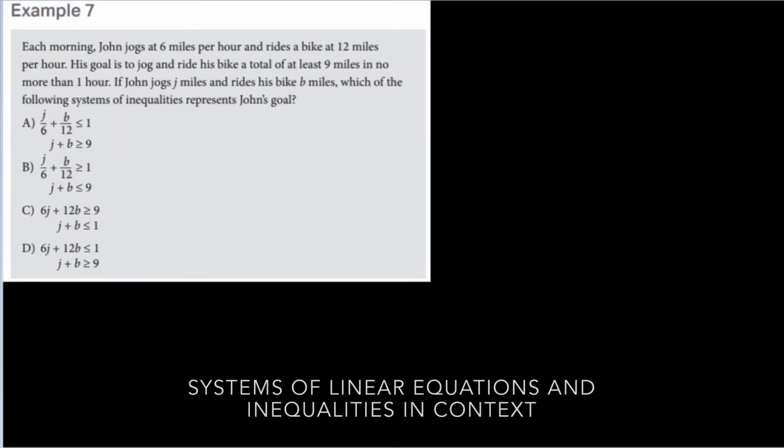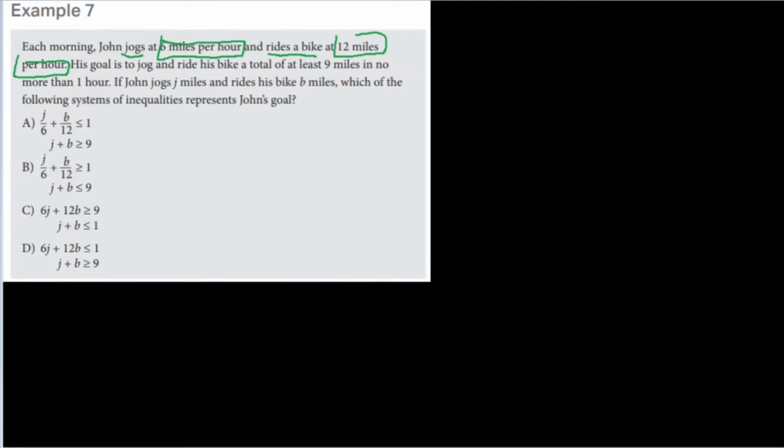Each morning, John jogs 6 miles per hour and rides a bike at 12 miles per hour. His goal is to jog and ride his bike a total of at least 9 miles in no more than 1 hour. If John jogs J miles and rides his bike B miles, which of the following systems of inequalities represents John's goal? So, first, we have to write what we know, just as we always do with our variables.